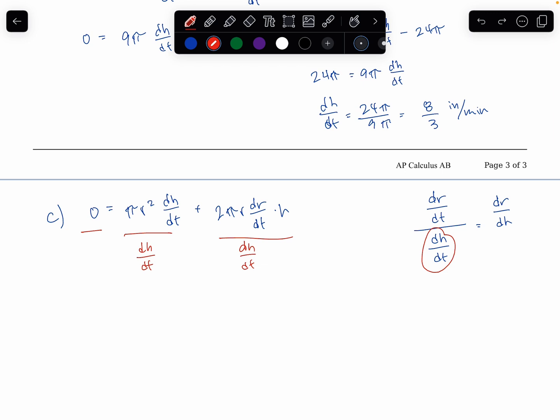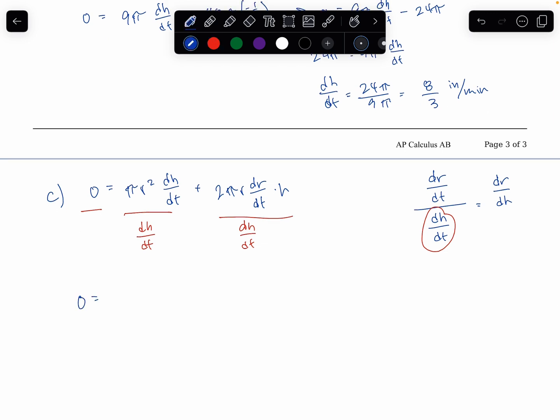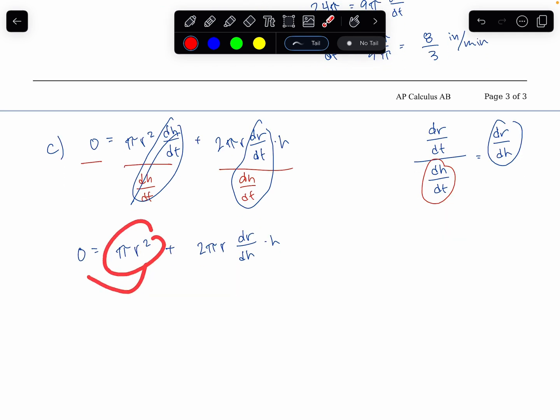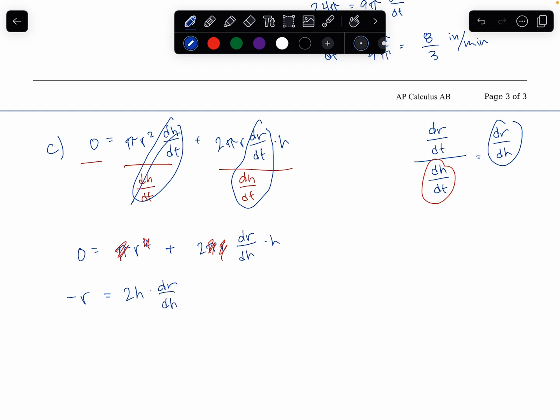That's just going to be 0. So as I do that, I'm going to get 0 is equal to, those are going to cancel, and I'm going to be left with pi r squared. Plus, now again, if I divide these together, my result is dr/dh. So I'm going to get 2 pi r times dr/dh times h. And then all I have to do is solve for this part right here, and I'll have my answer. So I'm going to subtract that over there. Also, pi isn't going to matter, and you can get rid of the r's as well because you can divide those out. So then I subtract r over, so negative r is equal to 2h times dr/dh, and then divide, so I get dr/dh is equal to negative r over 2h, and that's what I get right there.